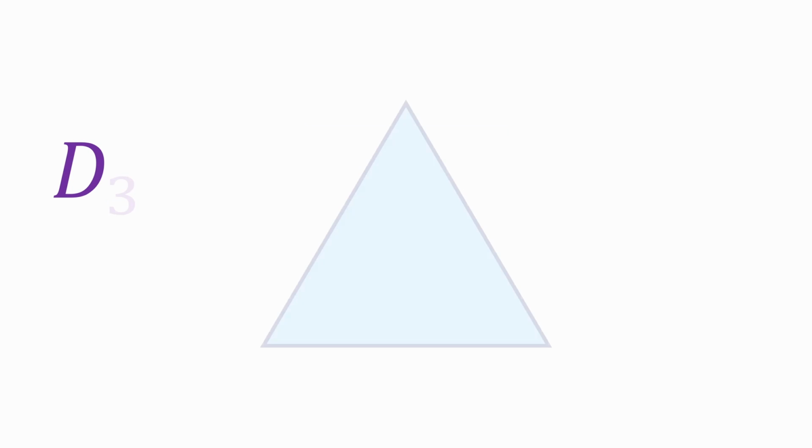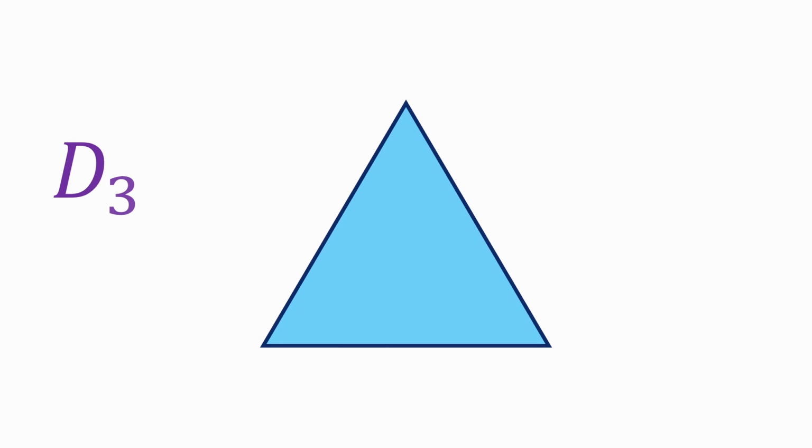A square has even more symmetries. It has 4 reflectional symmetries and 4 rotational symmetries. The group of symmetries of a regular polygon with n sides is called a dihedral group and is written as D_n. D3 is the group of symmetries of an equilateral triangle. We'll be focusing on this group for the rest of this section. What symmetries do you think this group has? It has 3 reflectional symmetries and 3 rotational symmetries.